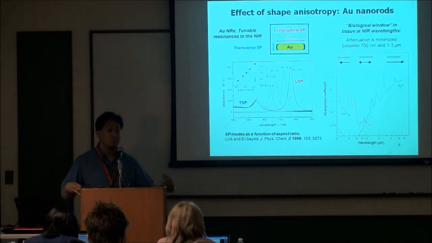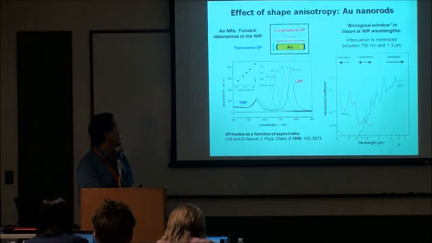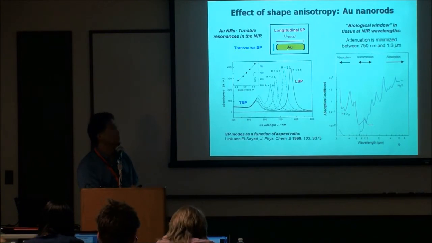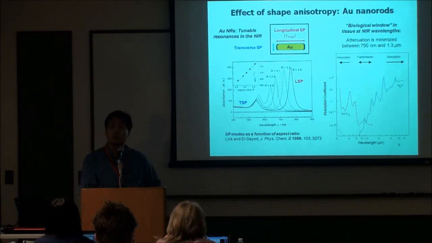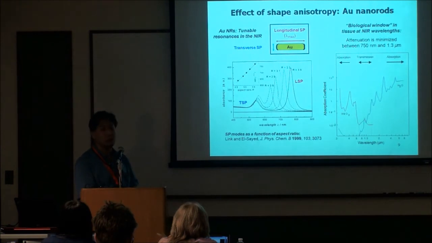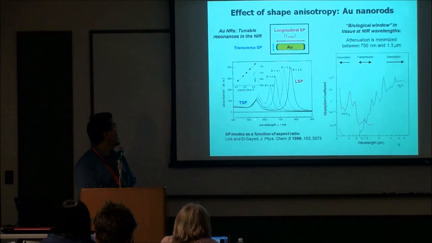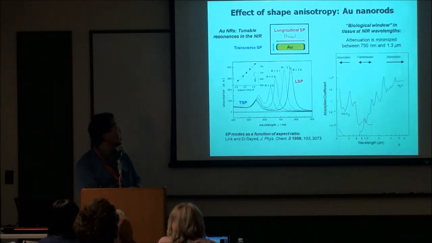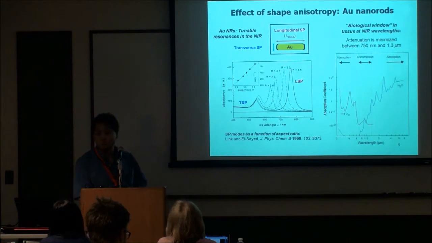There's been a symmetry breaking element to it, where by making the particle oblong in structure, you now have two different modes. You have a longitudinal mode that goes along the axis of the rod, and a transverse mode that goes up and down. This gives rise to two different frequencies, and you saw this in the previous talk by Dr. Bopar. The transverse mode is in the region where you would expect most gold nanoparticles to resonate. But the longitudinal mode is very sensitive to the length, and the longer you make the rod, the more you can shift this toward the near infrared.